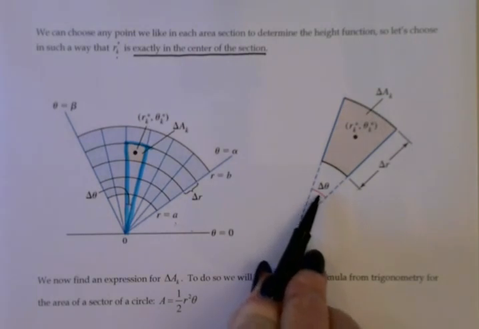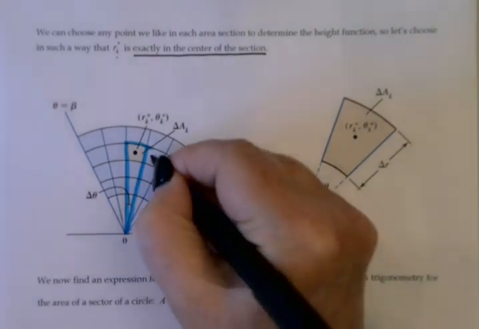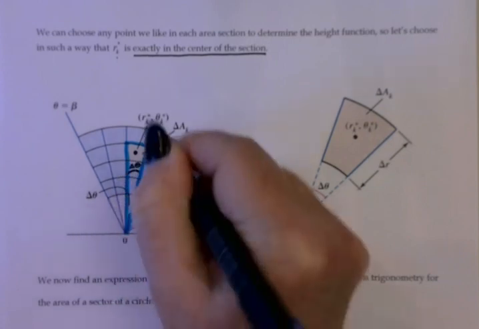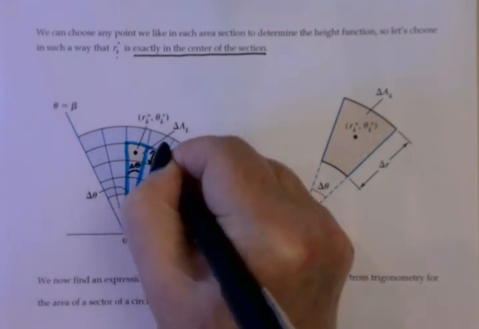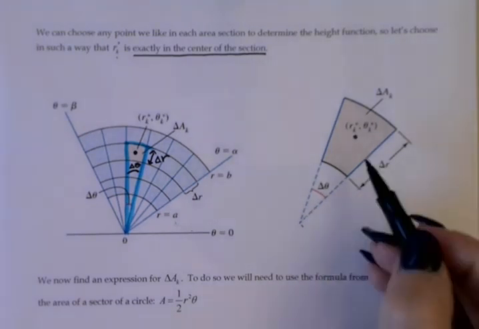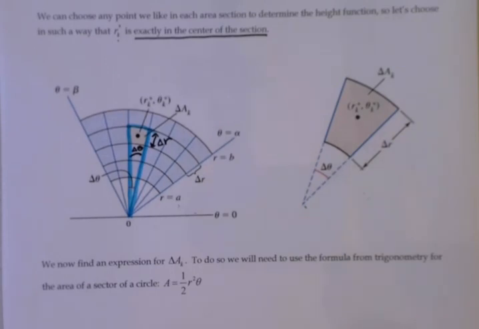Delta theta is the little increase in theta, and delta r is the little increase in r. Basically, our delta theta here was right there, and our delta r over here was right there. They're labeled here as well. My goal is to find the area of that shaded part, the delta A k. In order to do that, we need to remind ourselves of a formula from trigonometry for the area of a sector of a circle. The area of a sector is 1/2 r squared theta.